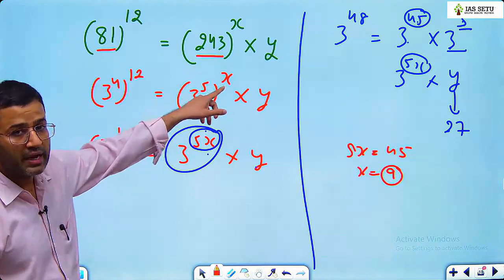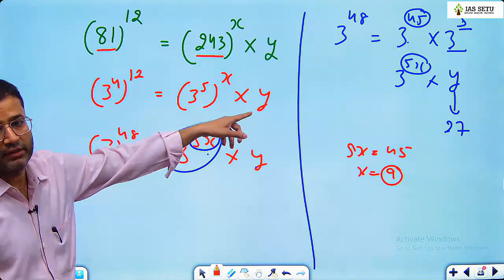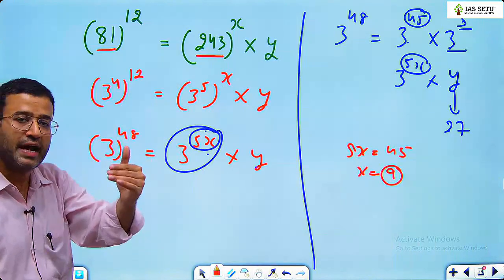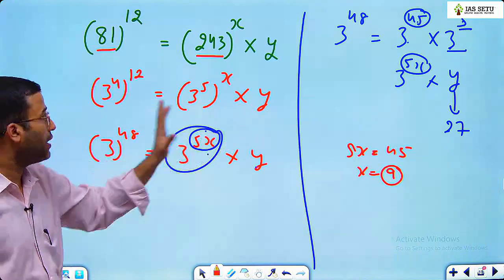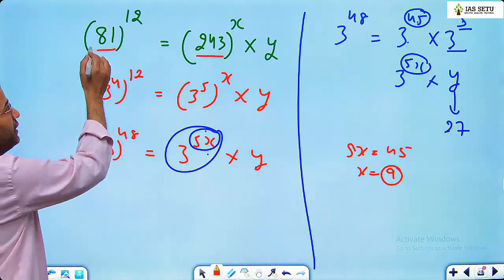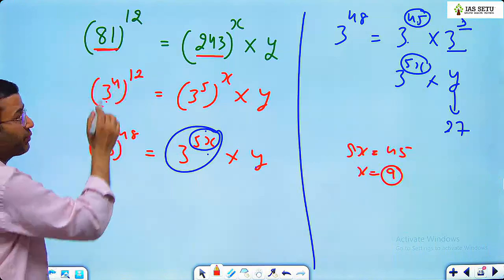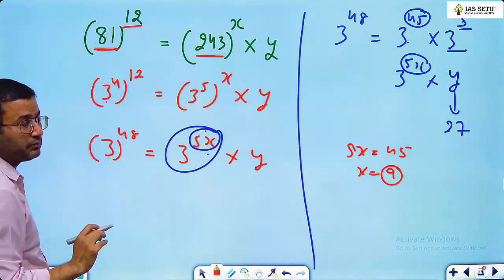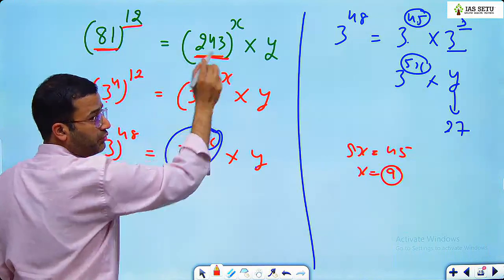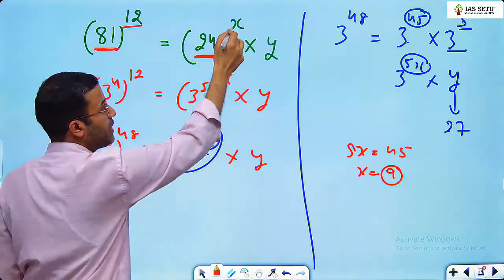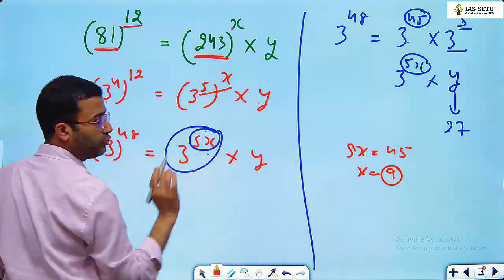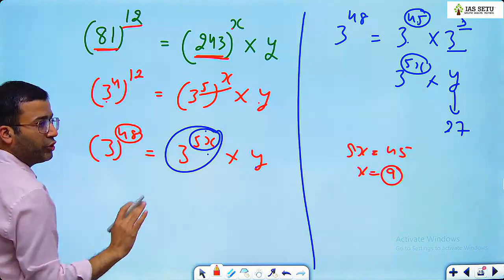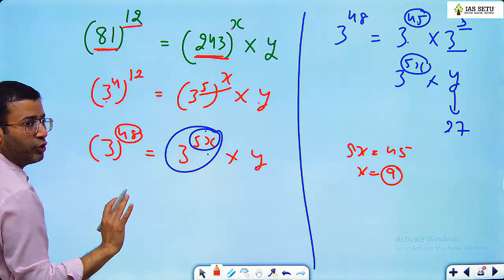x को अगर मैं 9 लूंगा, y will become 27. And I have put a condition कि y has to be lesser than 50. y को ज्यादा बड़ा कर नहीं सकते. I repeat, step by step. 81 is 3 to power 4, bracket 12. This is 243, which is 3 to power 5, bracket x and y. So it is 3 to power 5x into y. Total power 48.